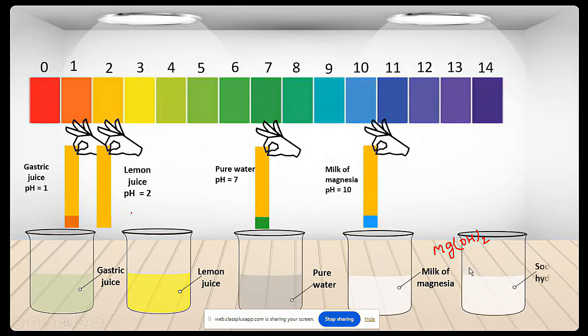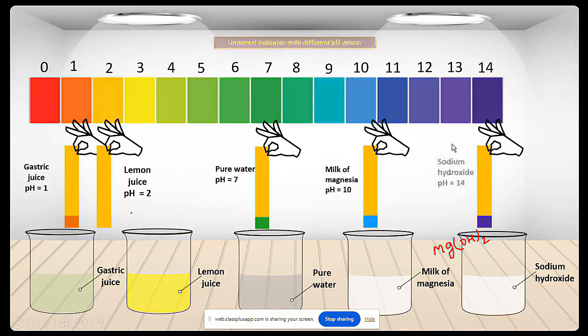And the last, sodium hydroxide. So actually sodium hydroxide is a strong base. So we can guess its pH value directly, NaOH. If you immerse the universal paper in this, it turns to dark blue or violet color, or purple color also we can call here. So it is in between 13 and 14. So its pH value is 14.